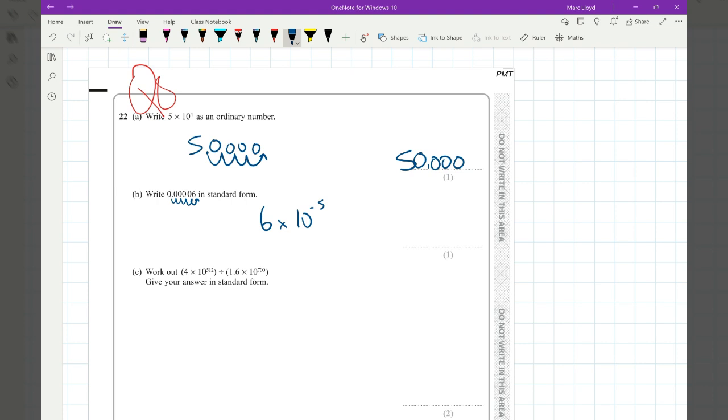Now, I appreciate people at primary level, key stage 3 level, are not happy with the idea of the decimal place moving, but for standard form, I find it just easy to do it that way so you can show the movements.